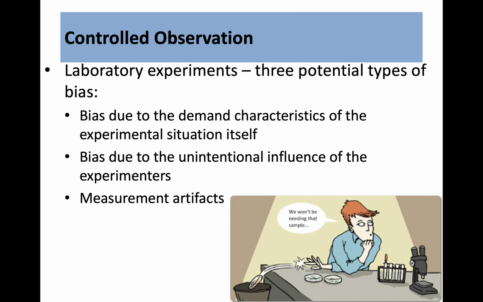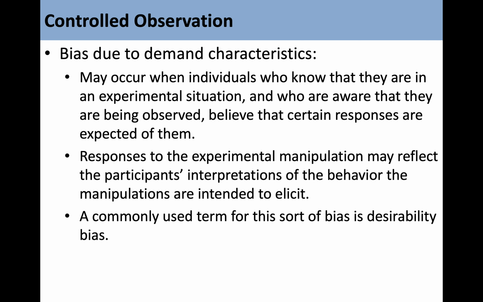Laboratory experiments, three potential types of bias. Bias due to the demand characteristics of the experimental situation itself. Bias due to the unintentional influence of experimenters and measurement artifacts. Bias due to demand characteristics may occur when individuals who know that they are in an experimental situation and who are aware that they are being observed believe that certain responses are expected of them. Responses to the experimental manipulation may reflect the participants' interpretations of the behavior the manipulations are intended to elicit. A commonly used term for this sort of bias is desirability bias.